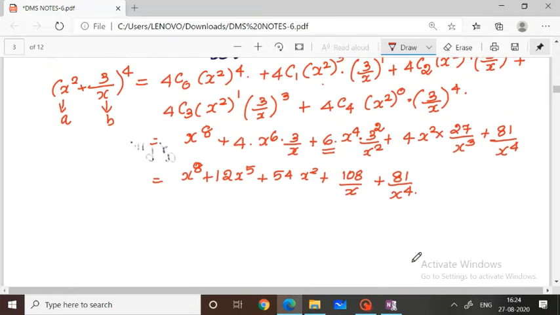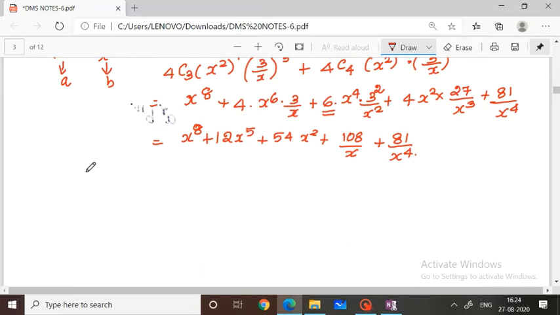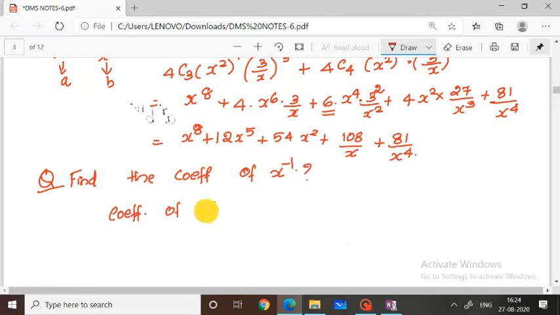Suppose there is a question here. Find the coefficient of, if suppose there is a question like this. Find the coefficient of x raised to minus 1. Then what is the answer? Therefore, the coefficient of x raised to minus 1 is equal to 108. This is the answer.